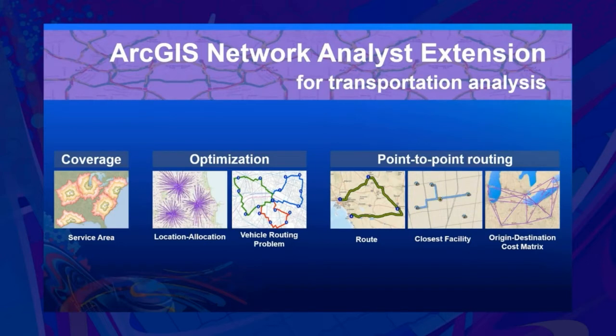The next category of solvers is optimization, where we have vehicle routing problem and location allocation solvers. The vehicle routing problem solver allows you to find routes for a fleet of vehicles. Let's say you are a delivery company that wants to deliver 25 different orders and you have 3 drivers to make these deliveries. This solver allows you to figure out which order goes to which route and in what sequence the orders should be visited.